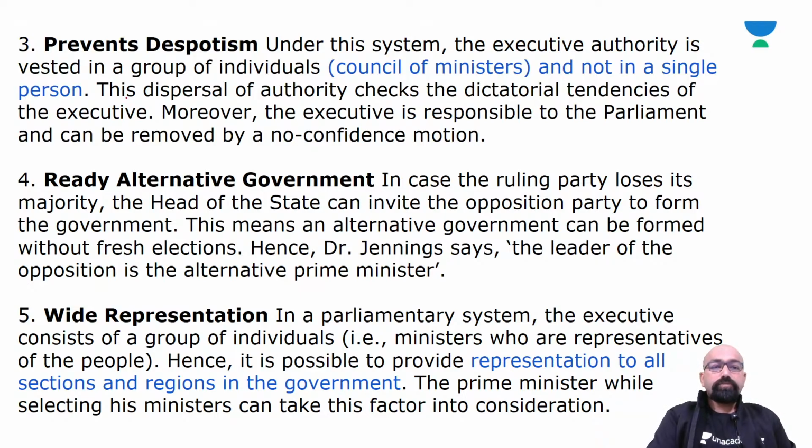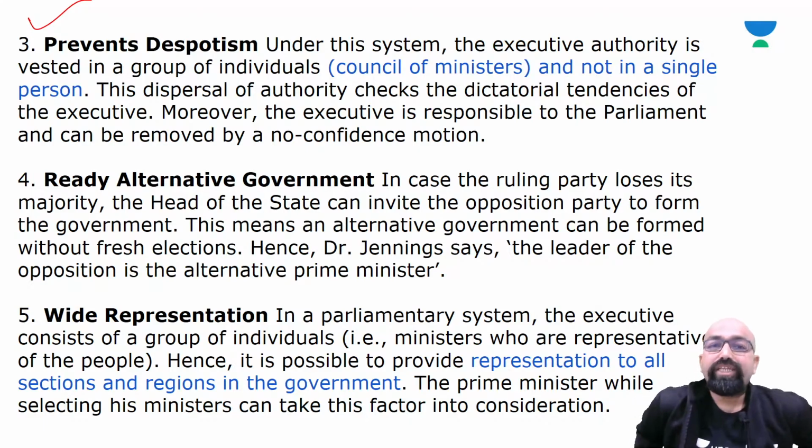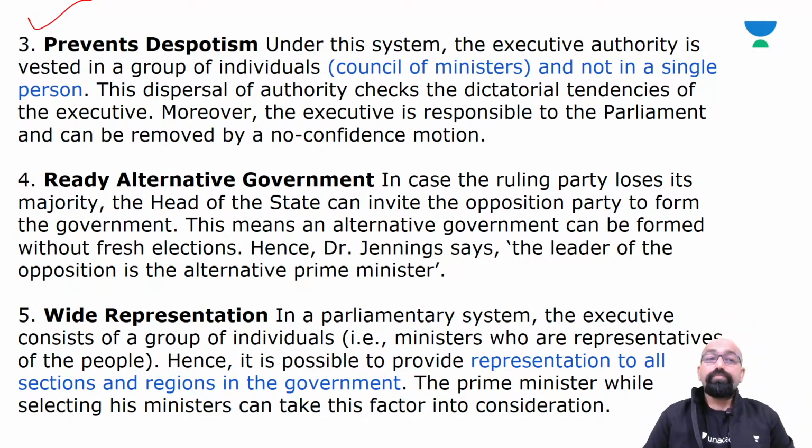Prevents despotism. Next merit is prevents despotism. Under this system, the executive authority is vested in a group of individuals, which means the council of ministers, and not in a single person. Alright, so executive authority is vested in a group of individuals and not in a single person. So the executive is responsible to the parliament and can be removed by a no confidence motion.